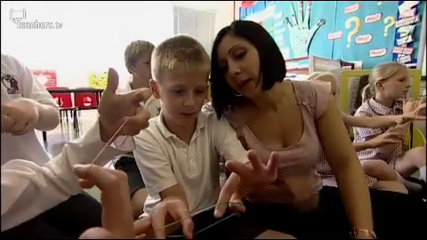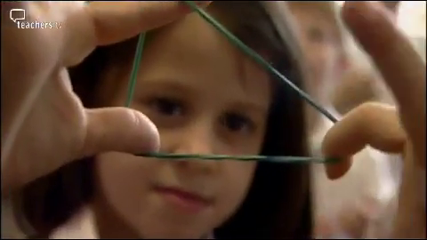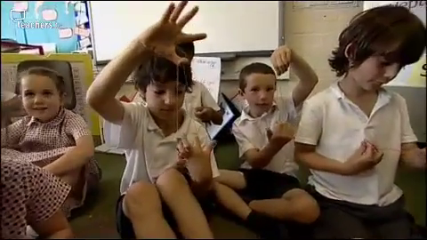And I think you've got a parallelogram there. Fantastic, well done. Can you have a go at making an isosceles triangle? So you need two sides that are the same length.